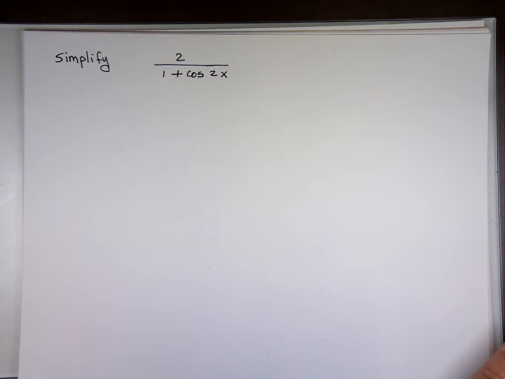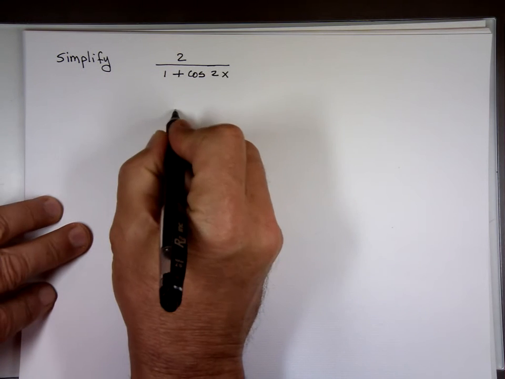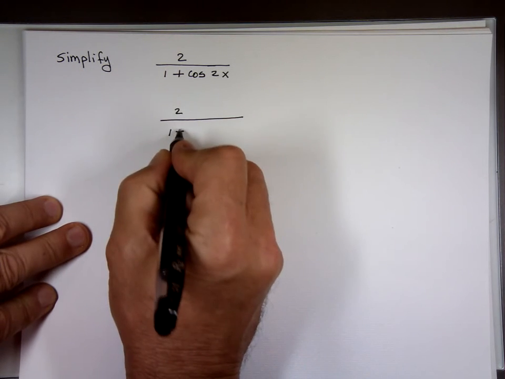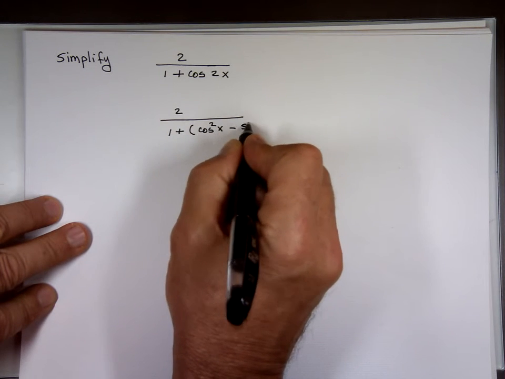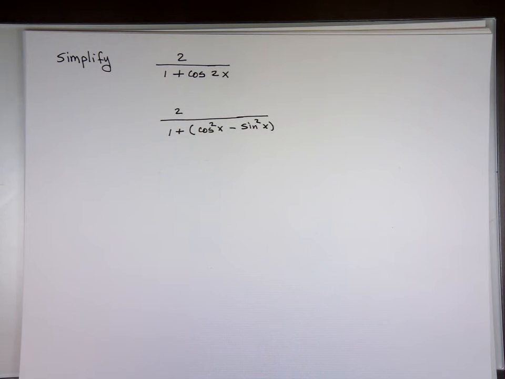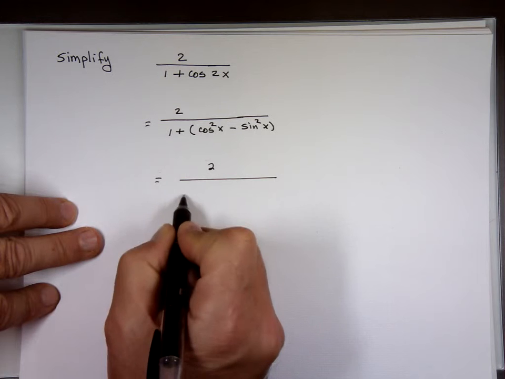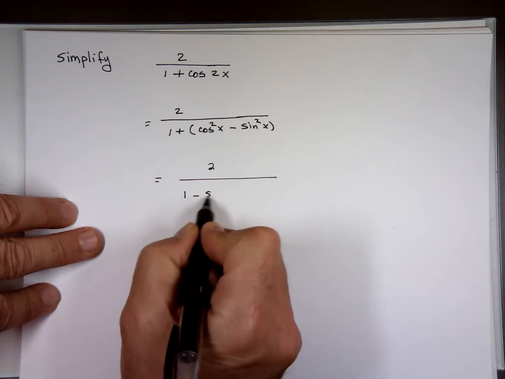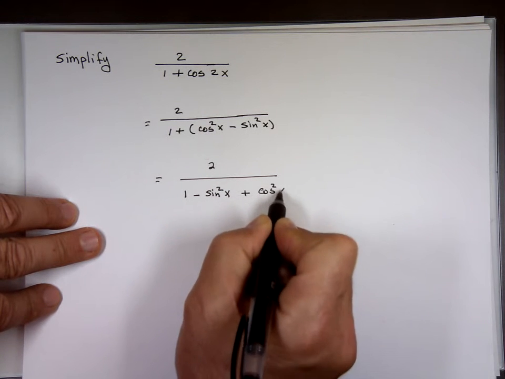Well, I can take cosine 2x and replace it with cosine squared minus sine squared. I was about to say cosine squared here minus sine squared. Let's write that 1. Let's put the minus sine squared next to it. I'm just shuffling things around.